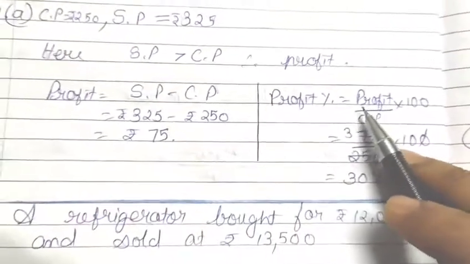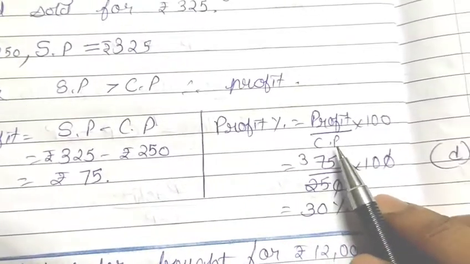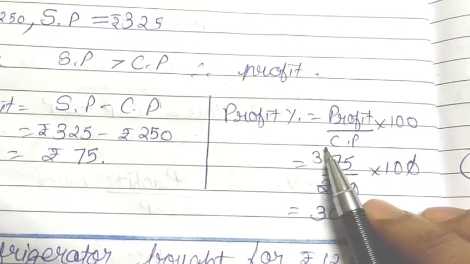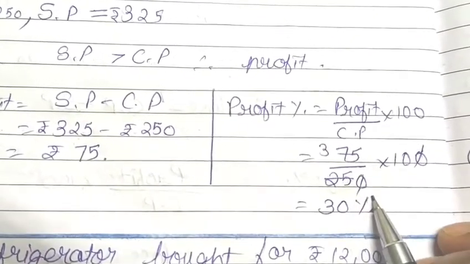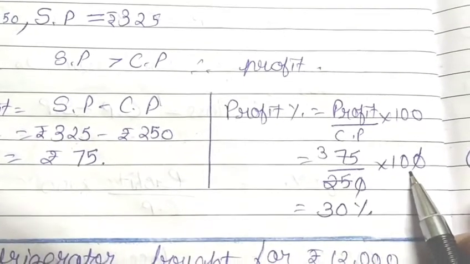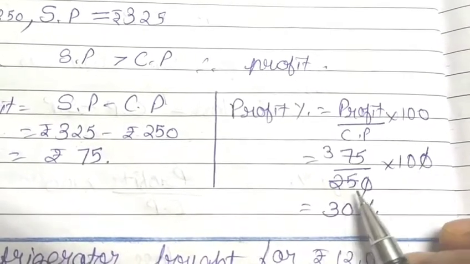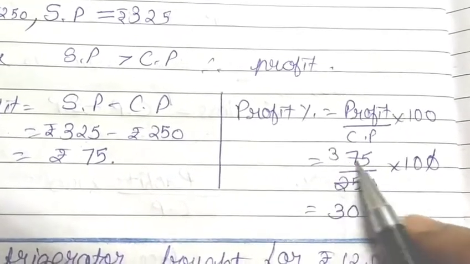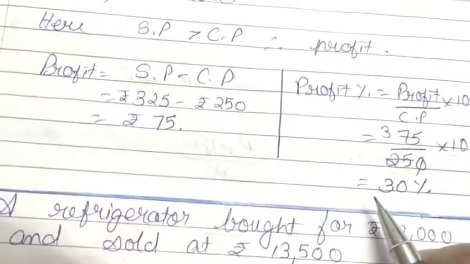Now when you find the profit percent, the formula is profit divided by CP into 100. The profit in the transaction is rupees 75 divided by the cost price which is 250 into 100. When you do cancellation, 0 and 0 cut. Now 25 threes are 75 and 3 tens are 30, so 30% profit in the transaction.